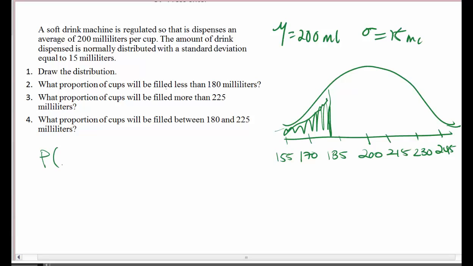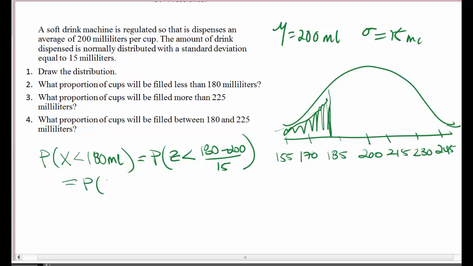And then in notation we can write out the problem. So what is the probability that X will be less than 180 milliliters? This is going to be equal to, if we standardize it, the probability of z less than 180 minus the mean, this is the z-score, divided by the standard deviation, which is equal to the probability that z is less than negative 1.33. Now to find this value, we have to go to the z-table or the standard normal table.